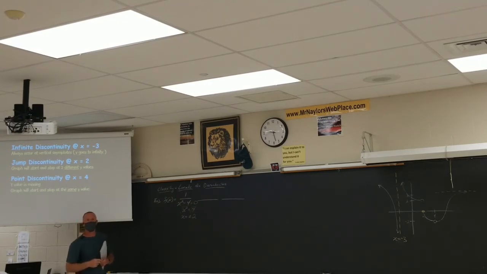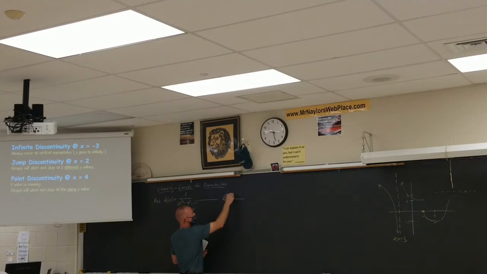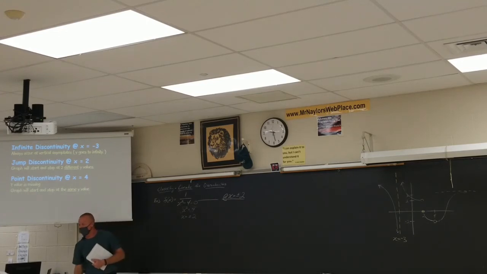Guess what? That's the location. That's the location of our discontinuity, plus or minus 2. Some people feel like I'm doing this backwards, but I'm actually trying to show you that we can find the location with just simple bad numbers, like a 0 in the denominator.